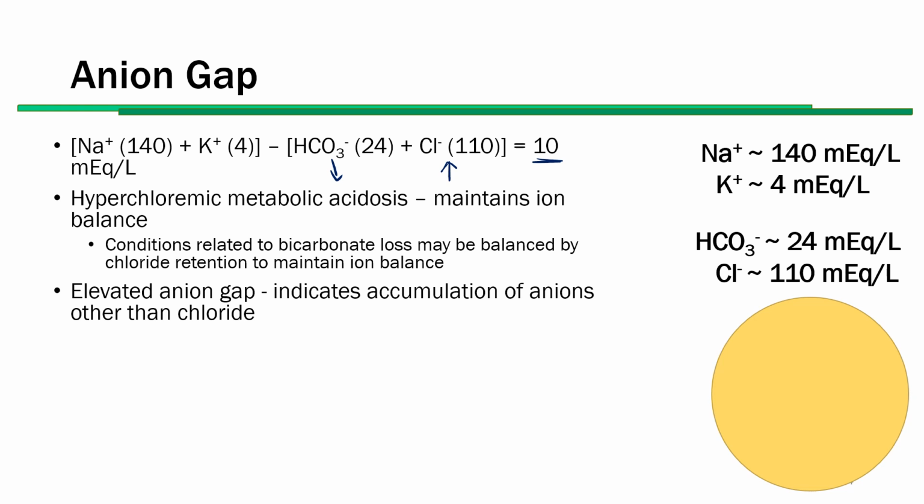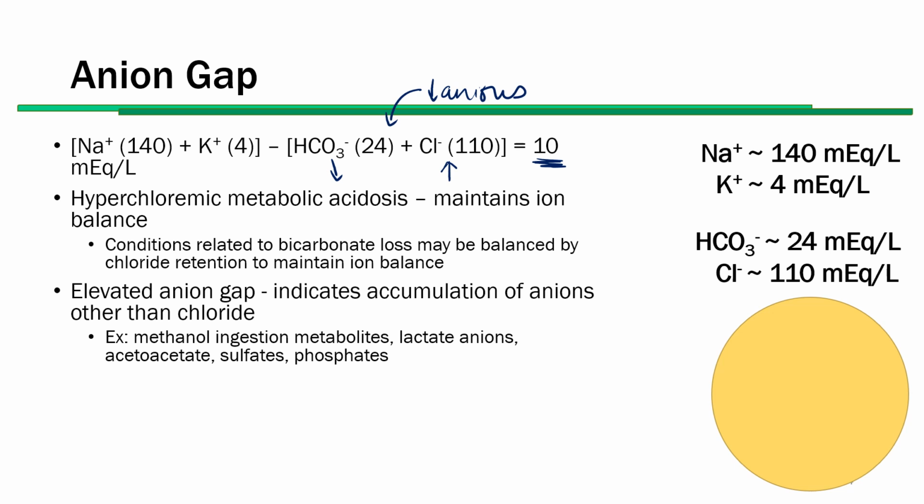But there are metabolic acidosis that do change the gap. They elevate the gap, which means they make the gap bigger. So you're accounting for fewer anions because your gap gets bigger. So your number will get higher when your gap gets bigger. So you're accumulating anions other than chloride, and those anions are not counted in this equation. So for example, methanol ingestion metabolites will generate anions, lactate anions, acetoacetate from alcohol, sulfates, phosphates, any of those anions are not counted in this equation, and if they're there to neutralize the cations, your gap is going to get bigger because you're not counting those anions.